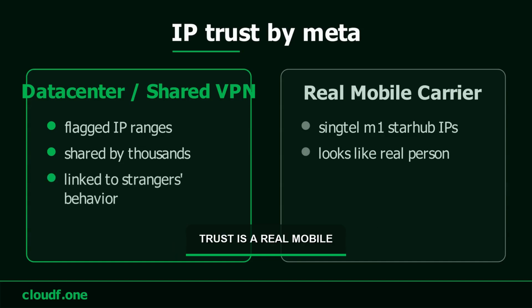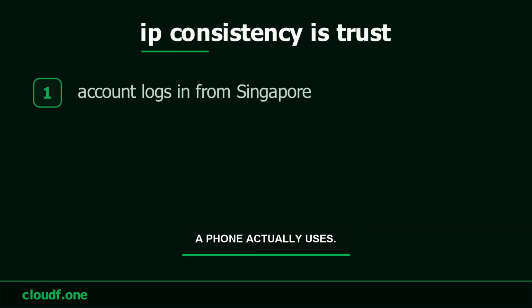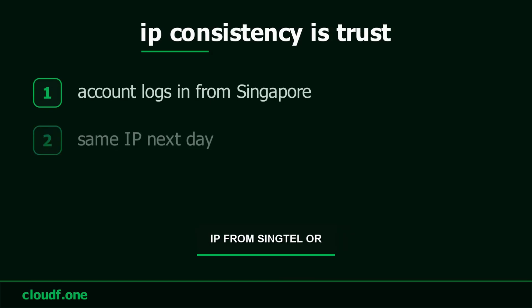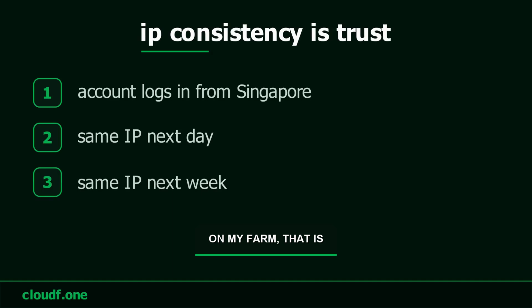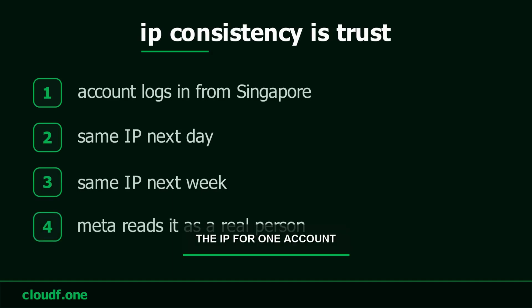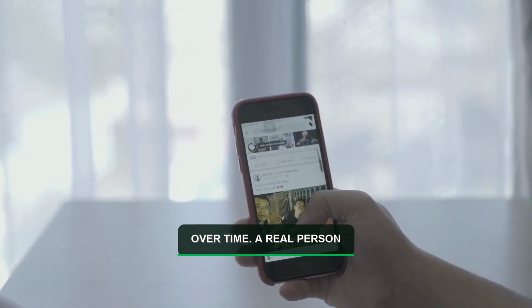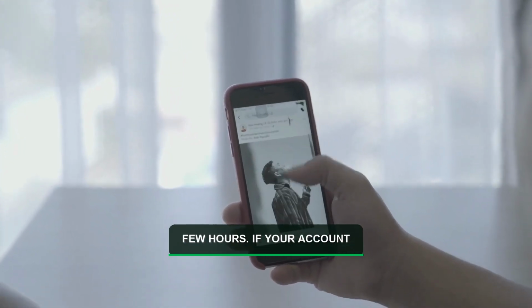What they trust is a real mobile carrier IP because that is what a normal person on a phone actually uses. A real Singapore mobile IP from Singtel or StarHub looks like a real person in Singapore because on my farm, that is literally what it is. And the key word is persistent. The IP for one account has to stay the same over time. A real person does not jump countries every few hours.